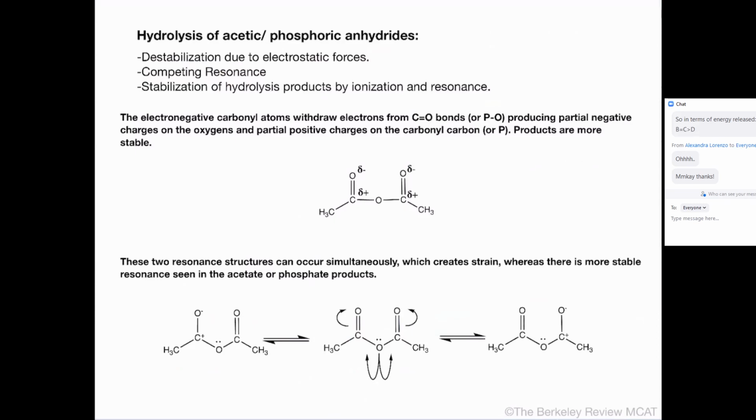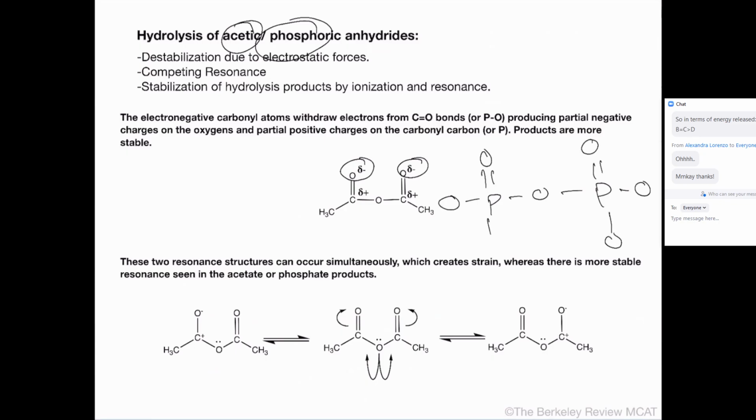Okay, this is just a quick slide. We kind of already talked about this, right? But if you have an acetic or a phosphoric anhydride, you get these partial negatives, and they're going to repel each other. So they're going to actually want to split apart. You could also imagine this as your phosphate groups. If it's a phosphoric anhydride, these negative charges are going to repel each other, and so you actually will want to split these up. Okay, and that's why there's a lot of energy released when this happens.